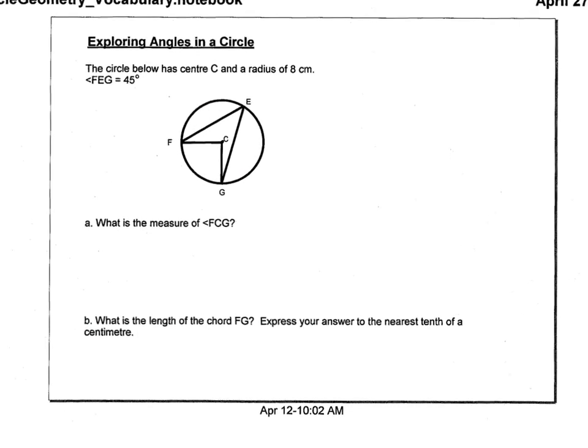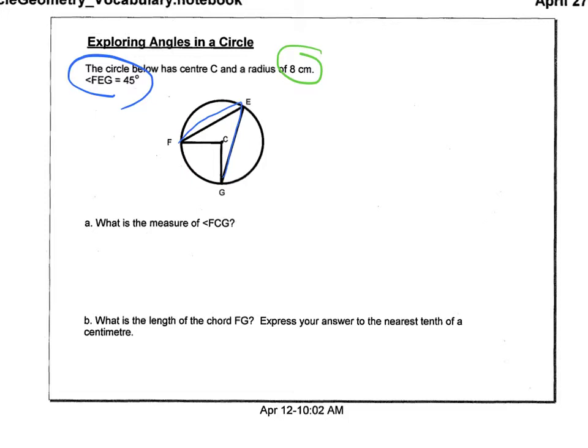Okay, a little bit different question here. Now you're going to start combining all the things you've learned so far in the intro section and in this one to answer different types of questions. The circle below has a center at C, has a radius of 8, and angle FEG, this angle right there, is 45 degrees. So the first thing you have to do is find the measure of FCG.